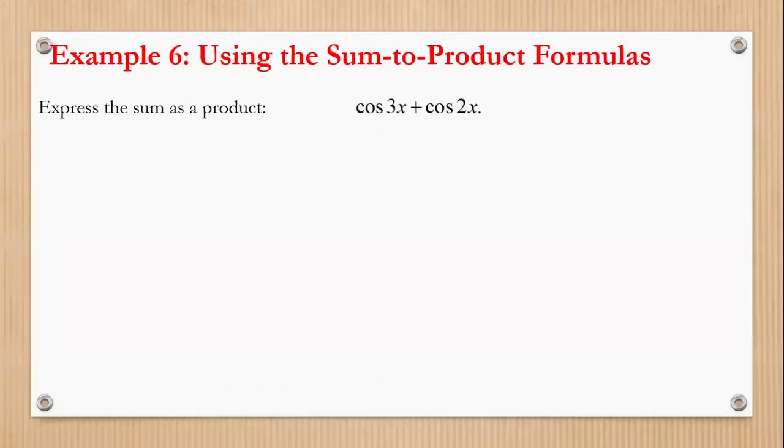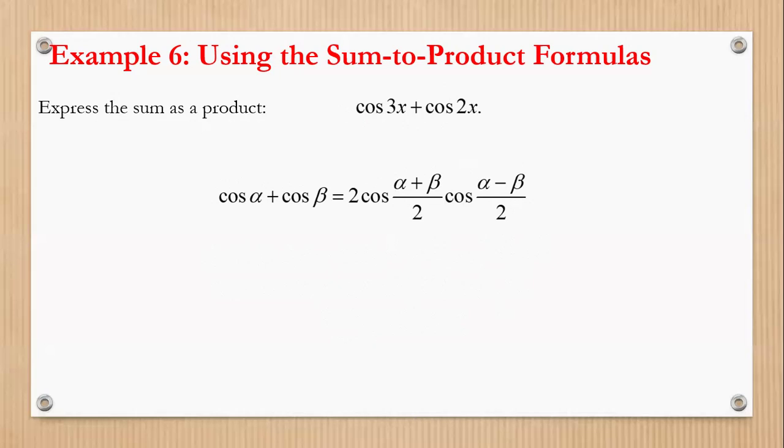Next example, we have a sum of two cosines. We want to change it to a product. Again, we write the formula for the cosine this time. So the cosine of alpha plus cosine of beta is 2 cosine of alpha plus beta over 2 cosine of alpha minus beta over 2.